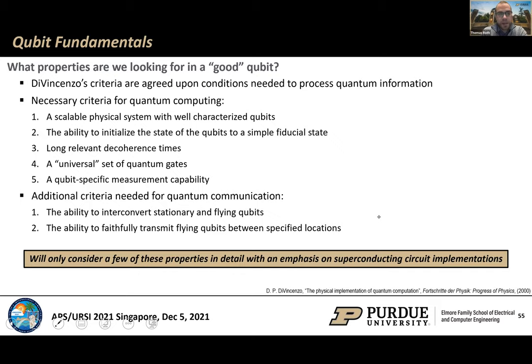Okay, so the next criteria is that we need to have long relevant decoherence times. What this means is that every single quantum state that we have is some kind of coherent superposition of states, 0 and 1, for instance. Now there's all sorts of different types of noise that exists in a quantum system that's going to keep poking that state and causing it to change a bit. Again, if we think about that Bloch sphere representation, it's constantly getting poked around so that it's never quite deterministically known where it is exactly.